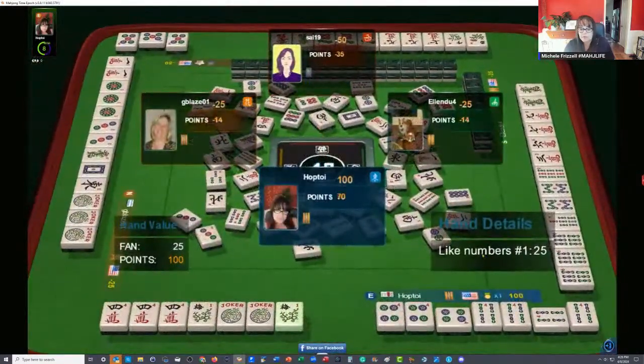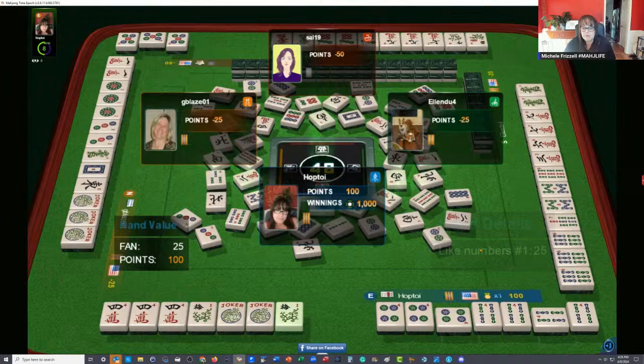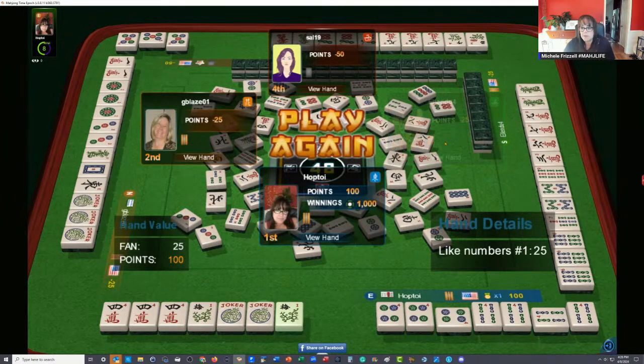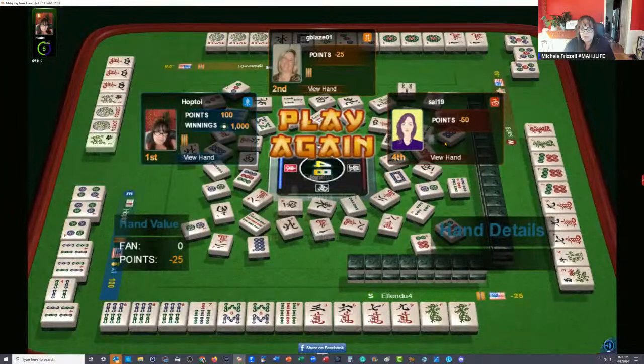So we got like numbers with 4s. This is a hand of least resistance. 2 pungs, 2 kongs. We had a multiple weight. And over here, 6, 7, 8 dragon. No flowers though. Oh, no.